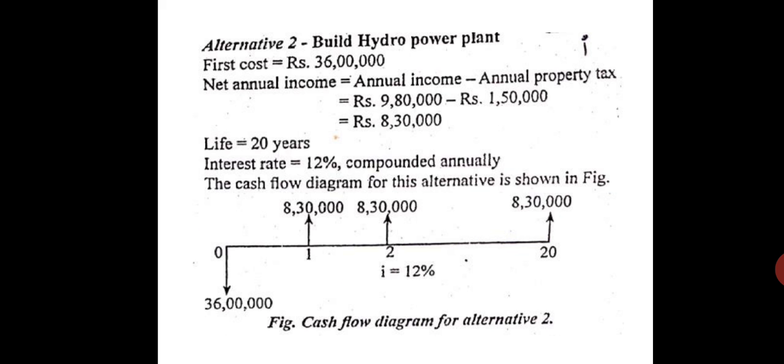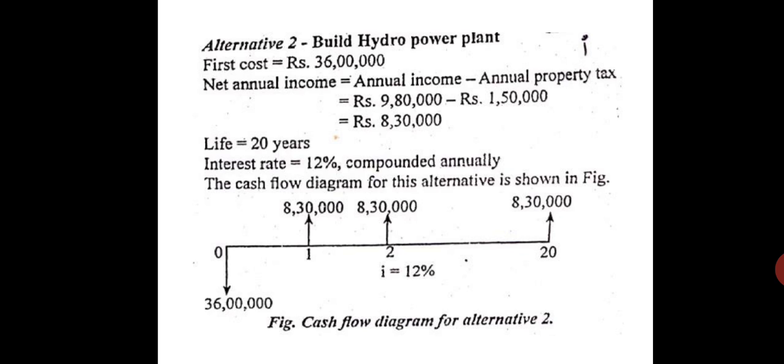So now the next alternative is the hydropower plant. Here the initial cost is 36 lakhs. The net annual income is annual income minus annual property tax. Annual income is 9,80,000 rupees. Property tax is 1,50,000 rupees per year. So the net annual income is 8,30,000 rupees every year for 20 years. Life is 20 years. The interest rate again we have taken is 12% compounded annually.